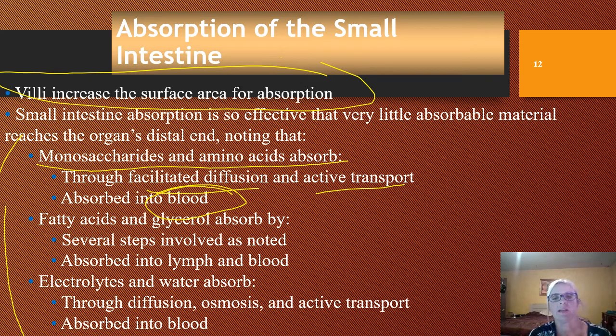Fatty acids and glycerol, remember, need several steps, all right, because they're large. That's going to go into the lymph and the blood, all right? And then electrolytes are going to move in several ways: diffusion, osmosis, and active transport, and those are going to go straight into the blood.